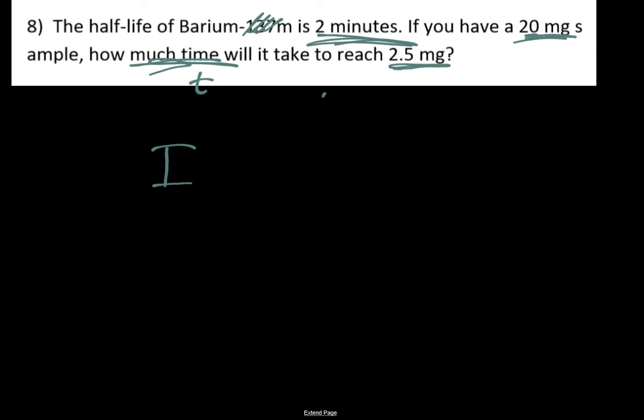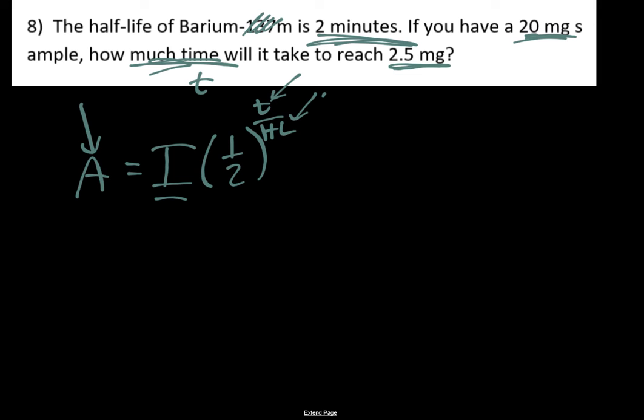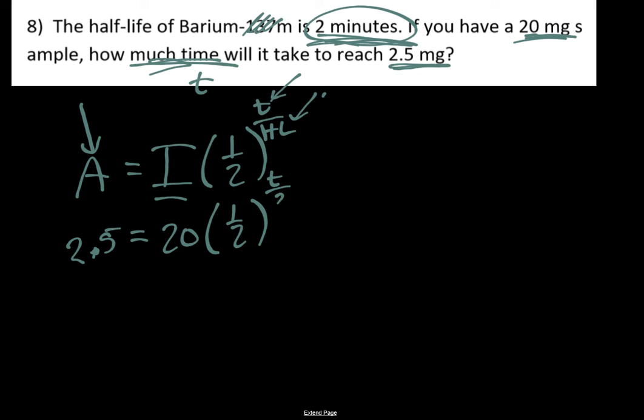So when you're doing half-life, your formula is this. Where I is your initial amount, T is your time, and HL is your half-life, and then A is what you have after a certain amount of time. Well, notice what I'm looking for is actually the time. So I already know what A is. A is the 2.5, because that's what I'm trying to figure out, how long will it take to get to that point. My initial is, what, 20? I don't know my time, and my half-life, it said, is 2 minutes.